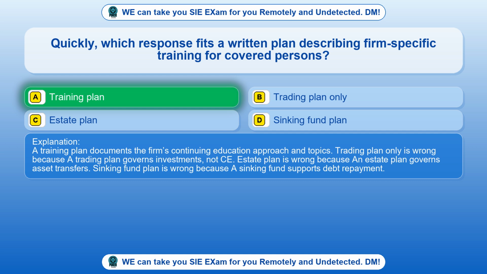A training plan documents the firm's continuing education approach and topics. Trading plan only is wrong because a trading plan governs investments, not CE. Estate plan is wrong because an estate plan governs asset transfers. Sinking fund plan is wrong because a sinking fund supports debt repayment.